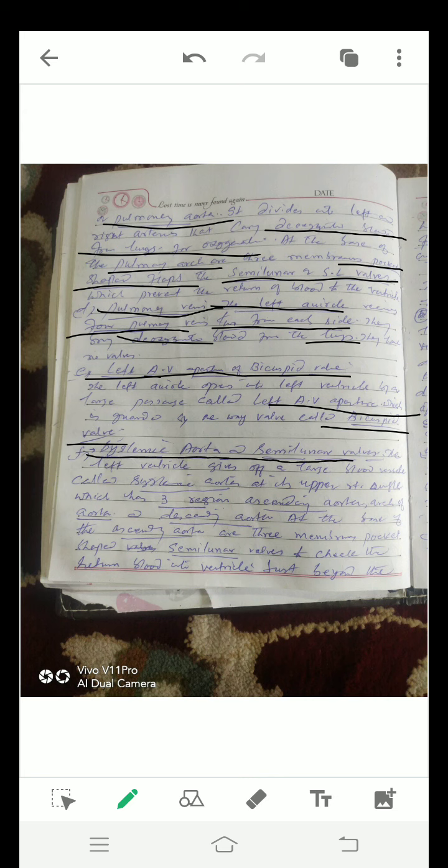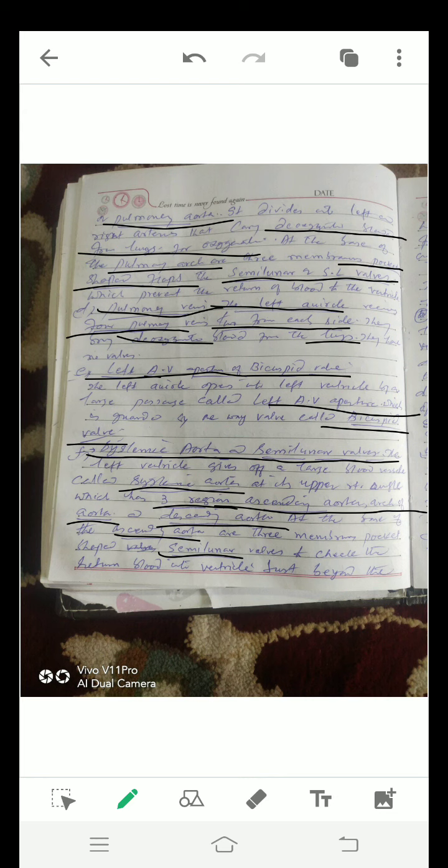Then the systemic aorta and semilunar valves. The left ventricle gives off a large blood vessel called the systemic aorta at its upper right angle, which has three regions: ascending aorta, arch of aorta, and descending aorta. At the base of the ascending aorta are three membranous pocket-shaped semilunar valves to check the return of blood into the ventricle. Just beyond the semilunar valve, the ascending aorta gives off right and left coronary arteries that supply blood to the heart wall.